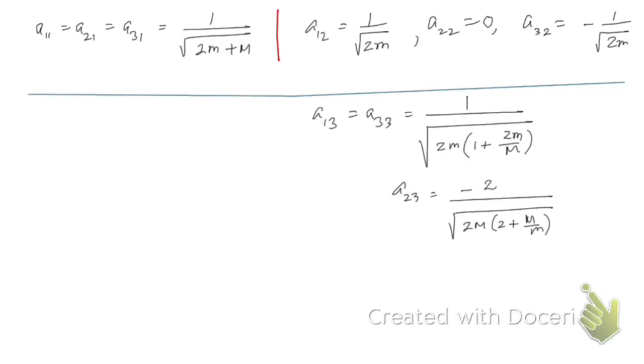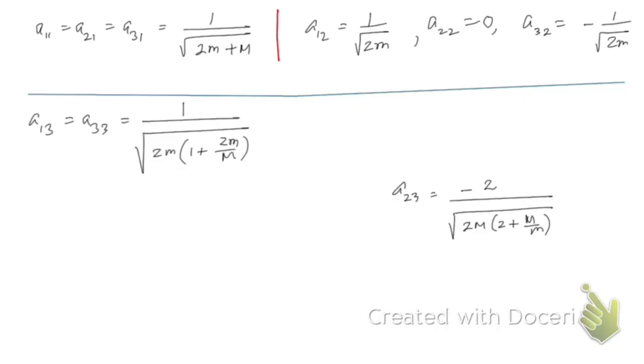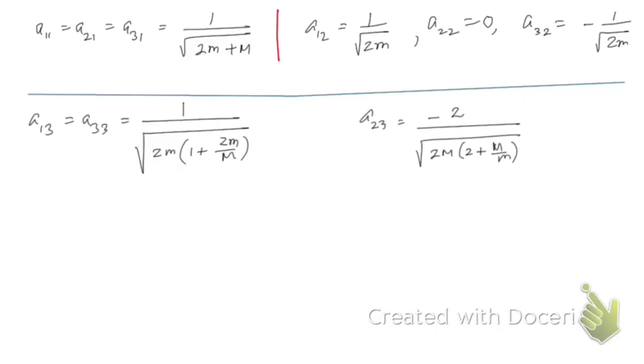Okay, now we're gonna find the normal coordinates. How to find that? In order to obtain the normal coordinates, you must remember this. The normal coordinates, we're gonna write q1 is equal to m eta 1.